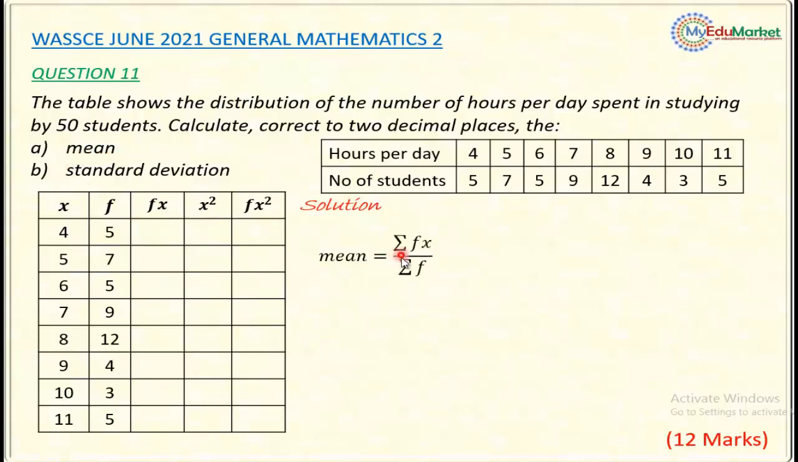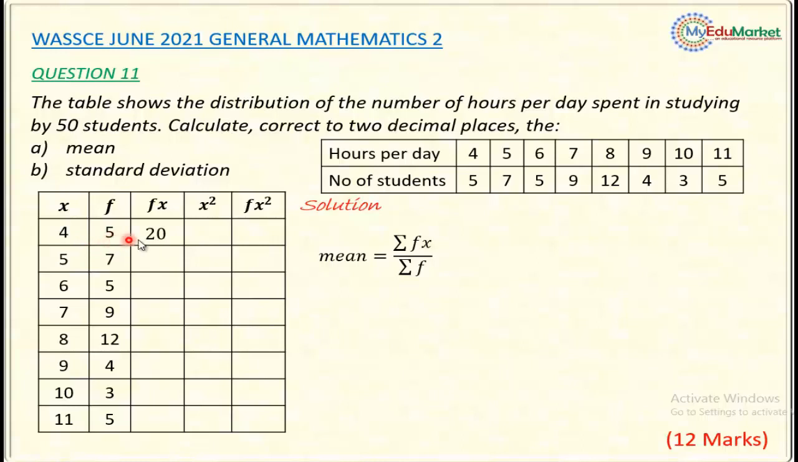The mean is given by the formula summation f of x all over summation f. This fx means f times x, meaning the frequency times the number of hours. So I need to have this fx column. To get this column, I'll simply multiply each x by its corresponding f. So let me do that.